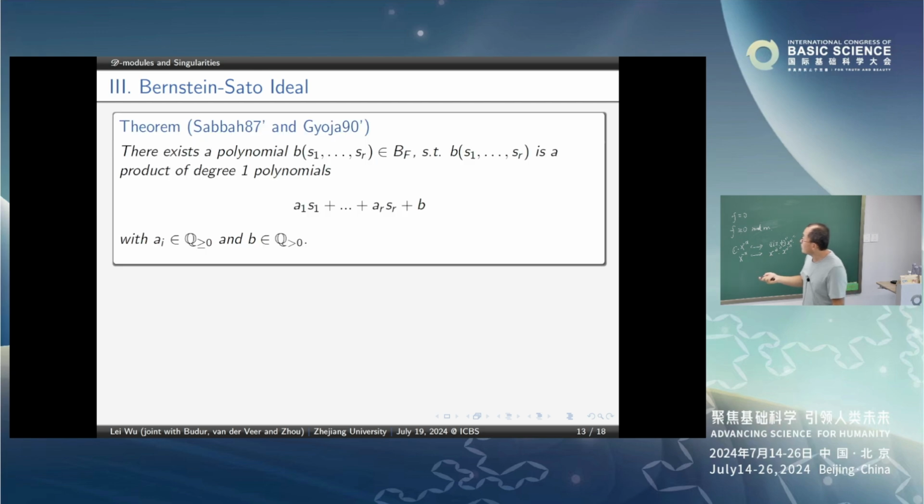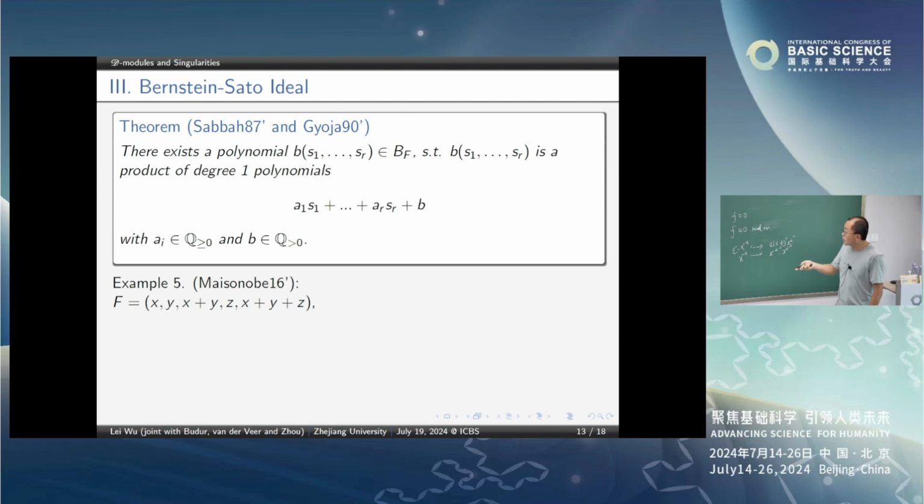Okay, so about the generalization, the BFs behave similarly, like this generalization of Kollár's theorem. So at least we can find an element inside BF that is a product of this kind, so that the coefficients a_i are positive, non-negative. This B is positive because I put plus here, so that means the roots are negative.